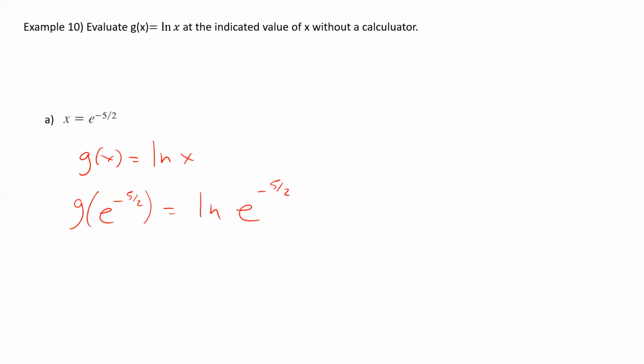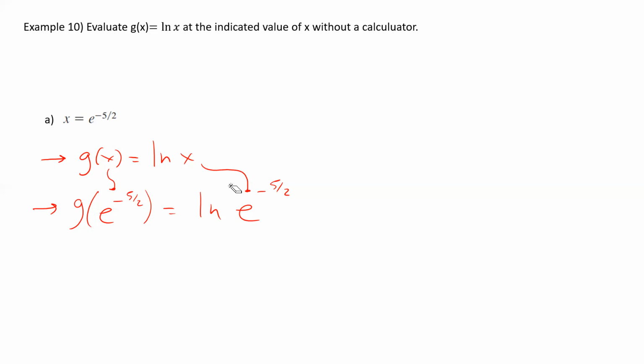How do you go from step 1 to step 2? How do you go from x equals e to the negative 5 halves to that? The x gets replaced with e to the negative 5 halves. So this x gets replaced with the same exact value. Is the second line correlated to the first line, or is that just what you plug in? Just what you're plugging in. So the plug-in value is e to the negative 5 halves.